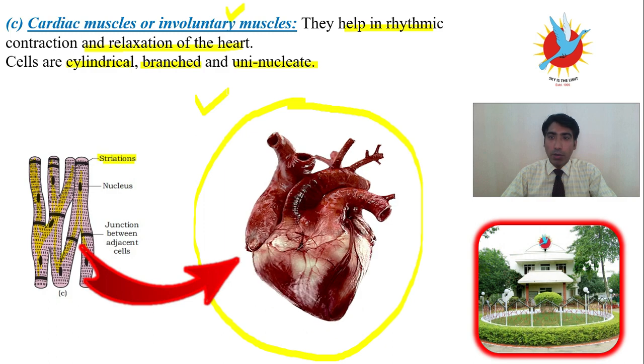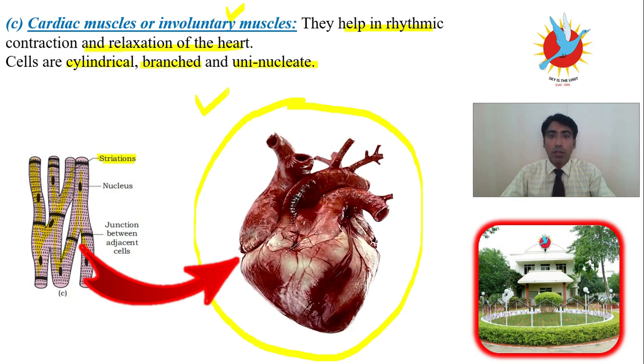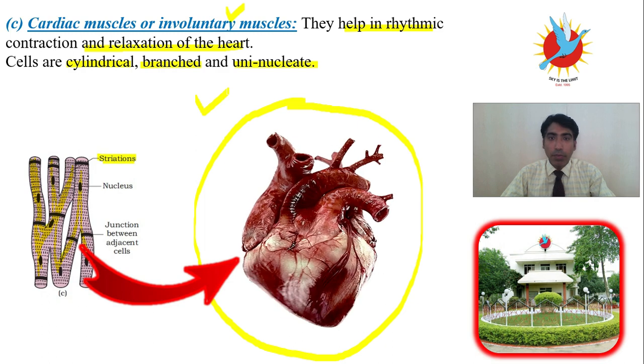So in this video we have discussed both types of animal tissue. In the next video we will discuss the remaining two tissues, the connective tissue and the nervous tissue.